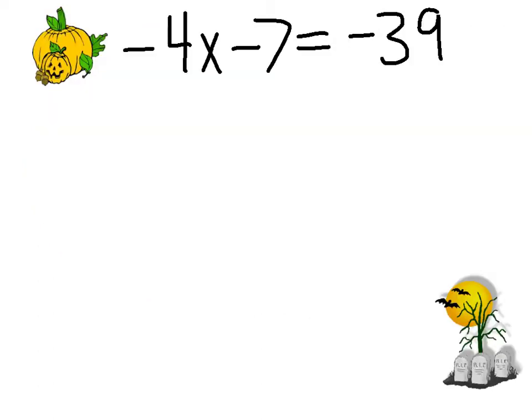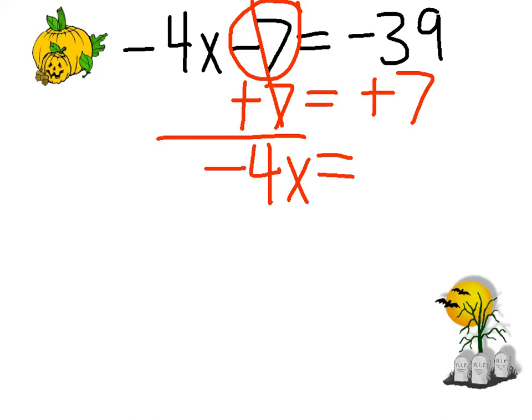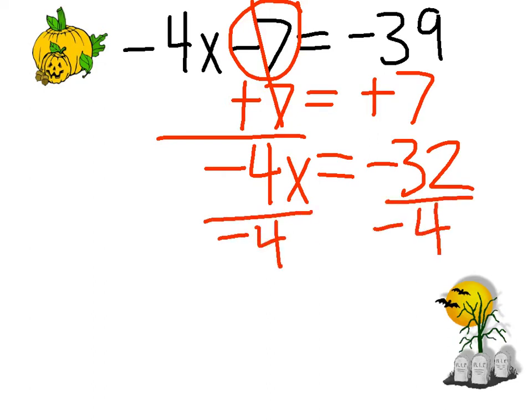For example 2, we have -4x minus 7 is equal to -39. So we have a -7 on this side, which means we need to add 7 to get rid of it. When we add 7 on this side, these cancel out. We have -4x. On the right side, we have -32. Next, we need to divide by -4. -32 divided by -4 is going to give us a +8.